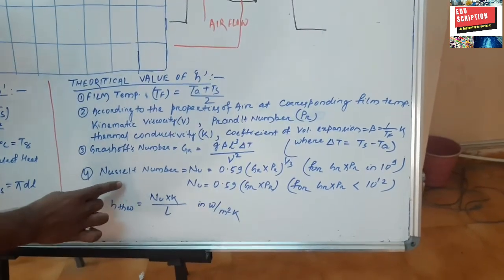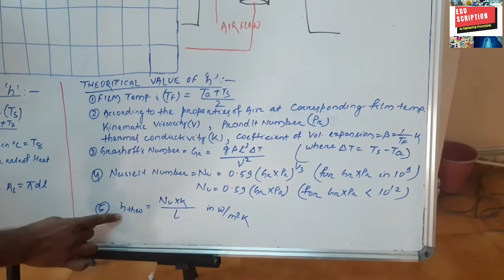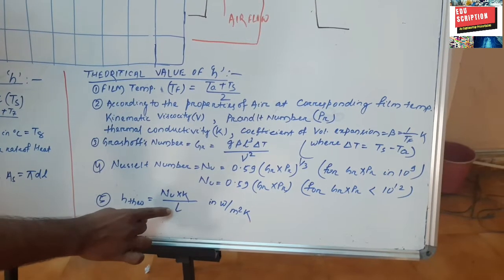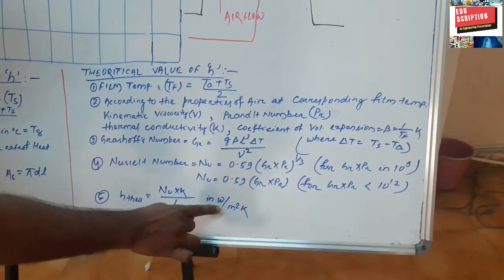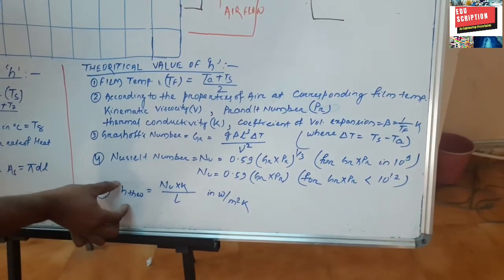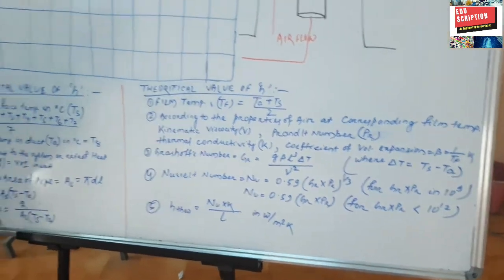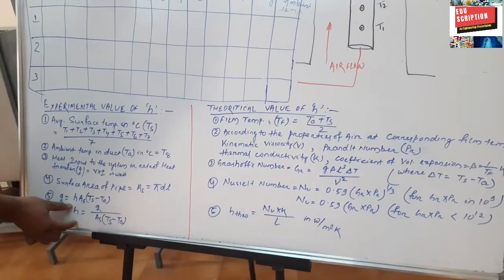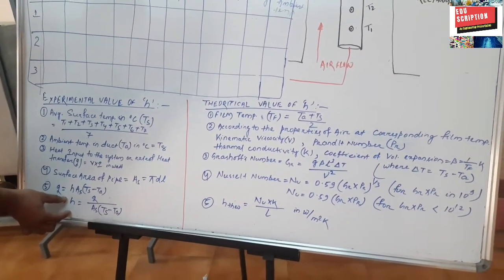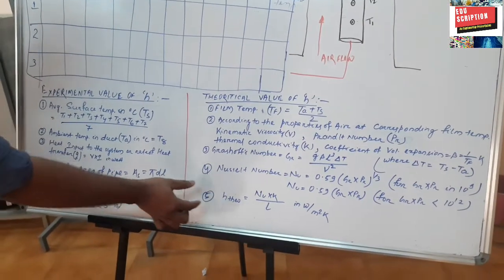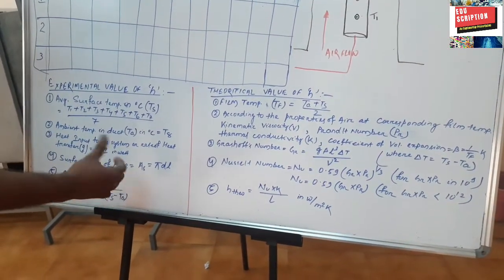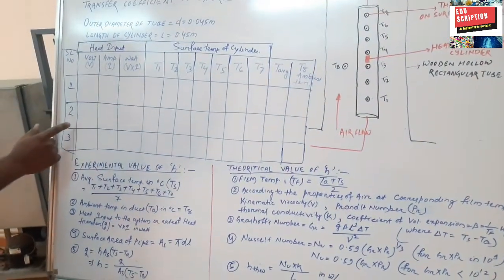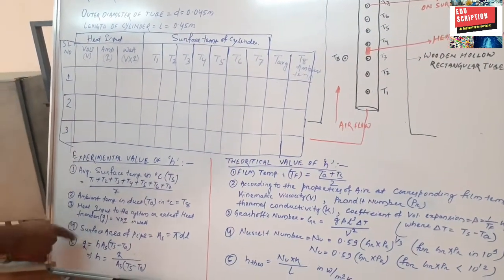Now after finding out Nusselt number, the theoretical value of h will be equal to Nusselt number into K divided by L in watt per meter square Kelvin. And after finding this h theoretical, we are going to compare it with the h experimental. That means the surface heat transfer coefficient in experimental manner as well as in theoretical manner. So individually, for observation 1, observation 2 and observation 3, we are going to do the same thing repeatedly.